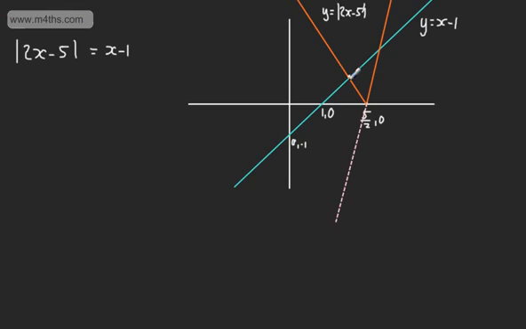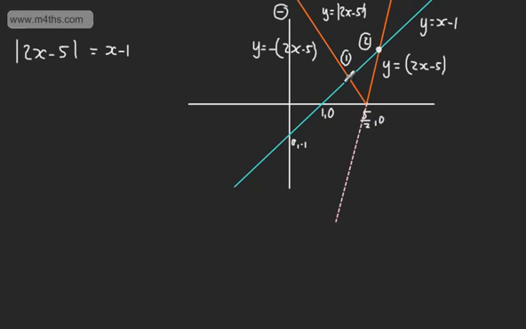We can see we've got a point of intersection here, and we've got a point of intersection here. This now is the negative branch, so we've got y is equal to minus the quantity 2x minus 5. And this now is the positive branch, y is equal to positive 2x minus 5. So what I want to do is solve for this one, which I'm going to call solution 1, and this one, which I'm going to call solution 2.